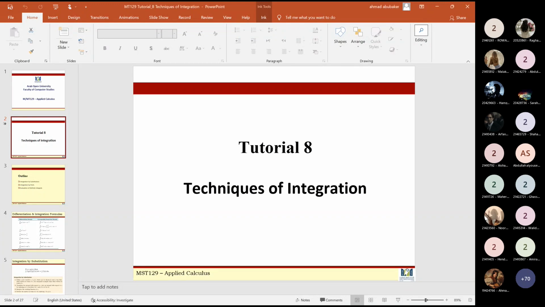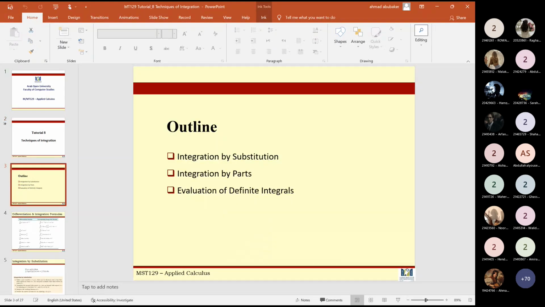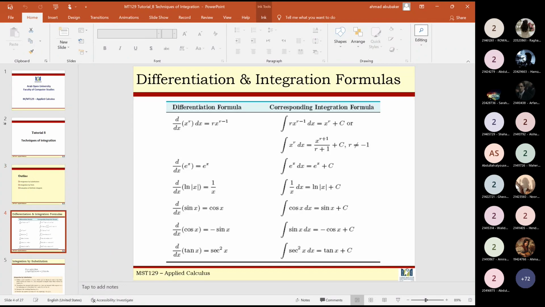Inshallah, today we will start with the final tutorial number 8, techniques of integration. In this chapter, we will study two types of integration: integration by substitution and integration by parts. With these two techniques, we can find definite or indefinite integrals, and some applications, for example, finding the area by integration. In the first slide, we have a review of the rules of differentiation and the rules of integration.